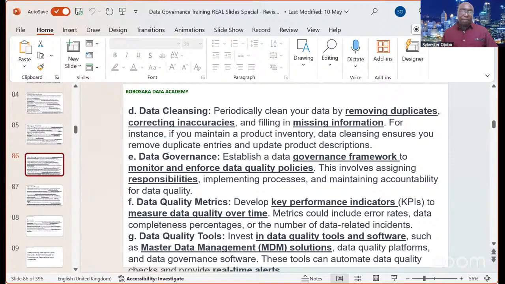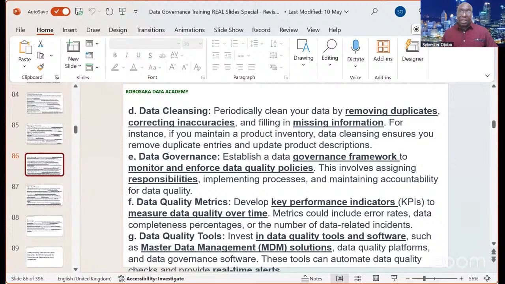So that is very important. It is metrics that you put together that can help that. Okay, the data completeness percentages, metrics you set up, we determine the number of data-related incidents that have taken place over time. Those are metrics you use in measuring.